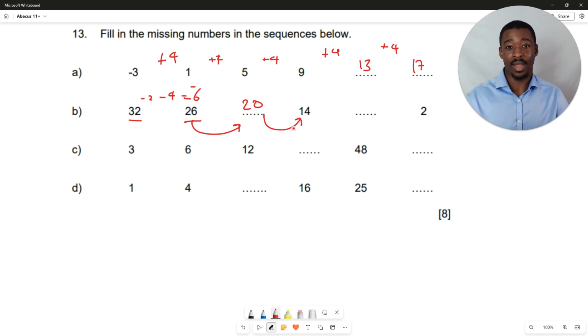Okay, so it seems like we found the pattern. Let's continue this pattern. 14 minus 6 gives us 8. So it's 20 and 8.